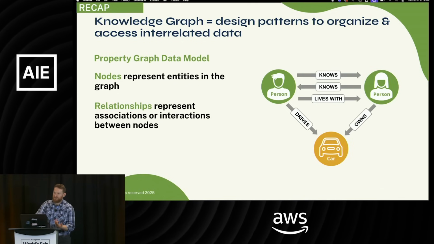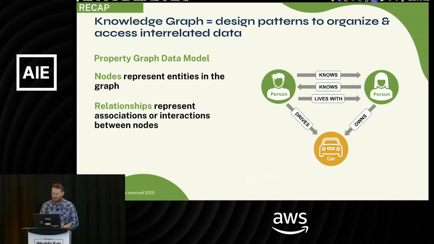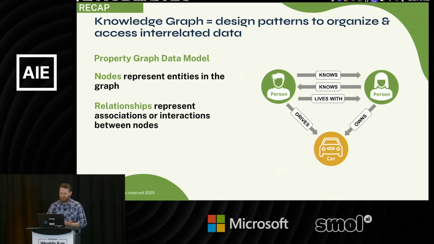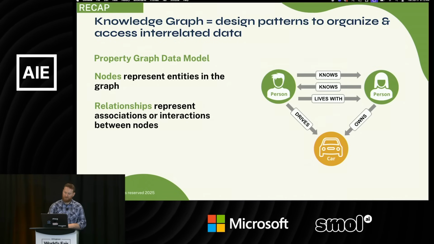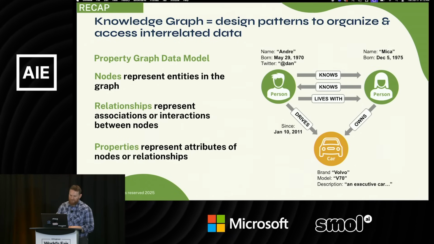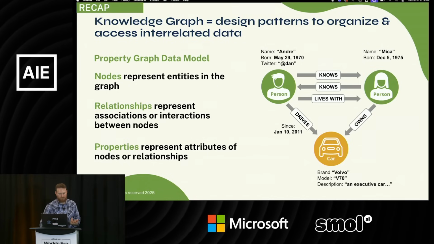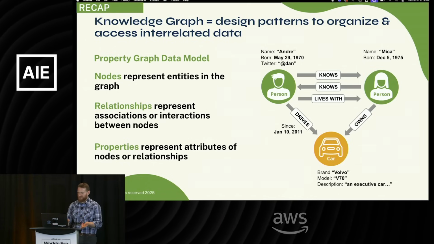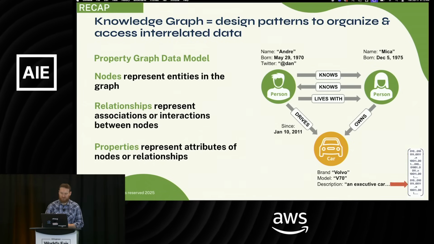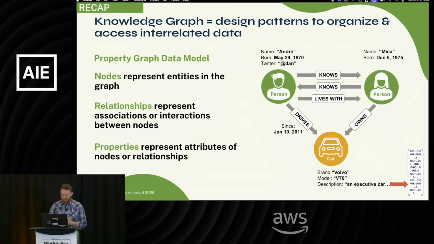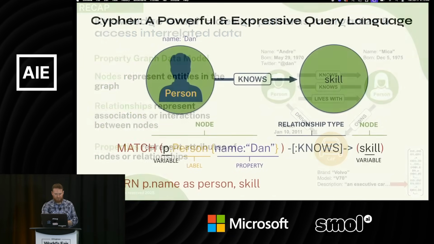Next are your relationships. These are how things are related together, hence the name. And often they will be like verbs. So person knows person, person lives with person, person drives or owns a car. And both the nodes and relationships can have properties, which are just attributes. They can be strings, they can be numbers, they can be arrays of things, and they can be vectors as well. So we can store vectors inside of Neo4j, which we've had for a long time. And you can do search over these things.